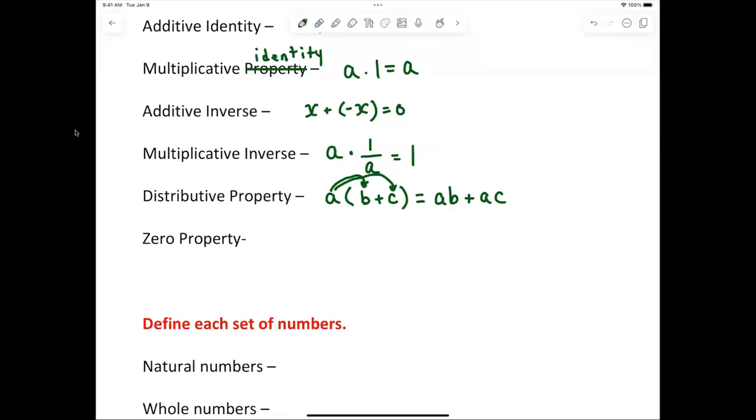Okay, someone help me with the zero property. What was the zero property? Aiden? Yes, there you go. Anything times zero is what? Anything times zero is zero. All right, so you definitely need to know that. Hopefully you kind of remember that from last year. We even did a little bit in 6th grade.